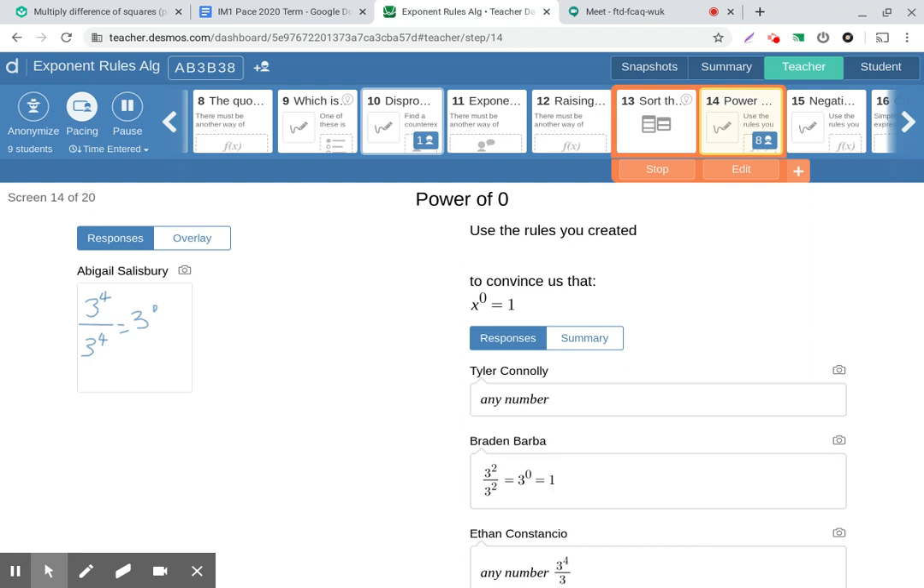I wanted to explain my thing, but 3 to the 0. Any number divided by 1 is itself. Any number divided by 1 is itself, but any number divided by itself is 1. There we go. Olivia's got 2 cubed divided by 2 cubed equals 2 to the 0. Or you could have said, hey, this is 8 divided by 8, which is also equal to 1. You could also put, my teacher told me.